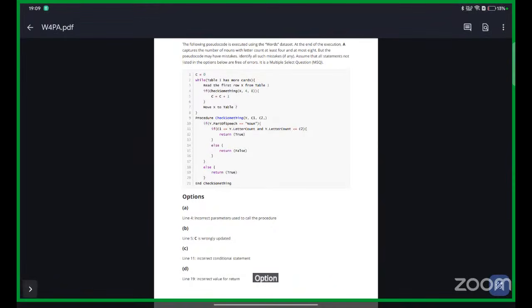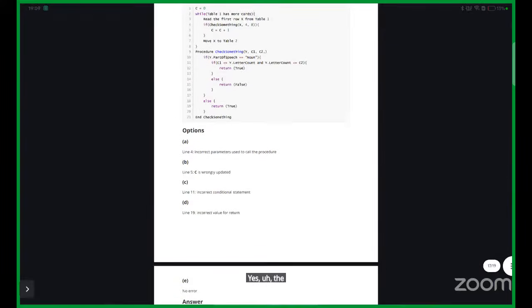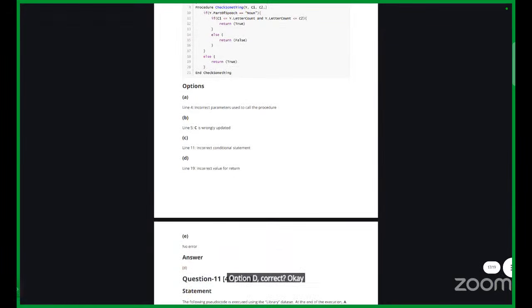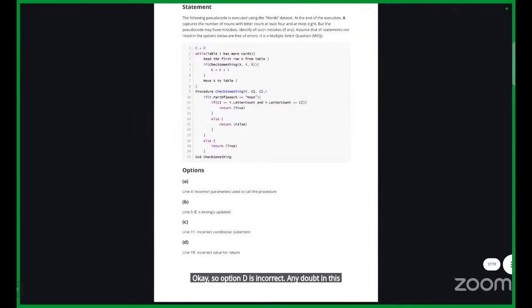Option D, correct? Okay. So option D is incorrect. Any doubt in this one? No, sir.